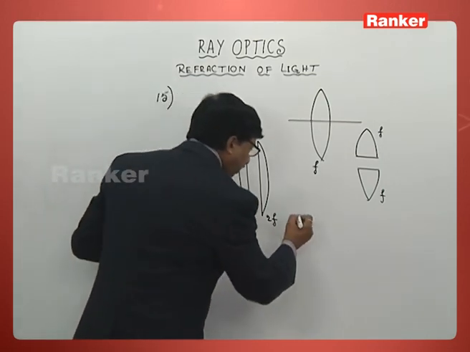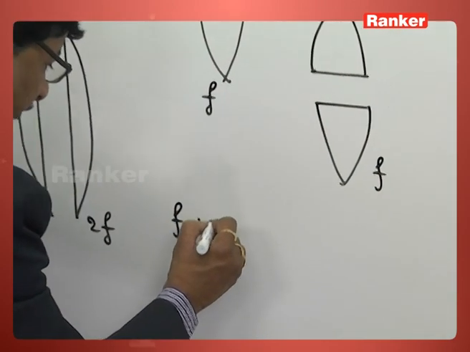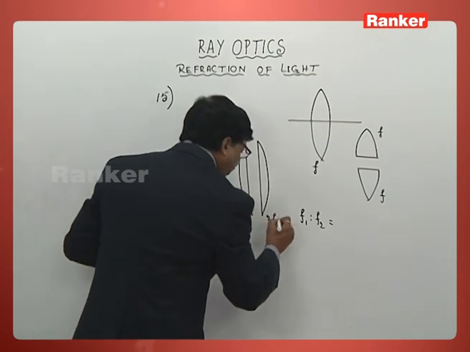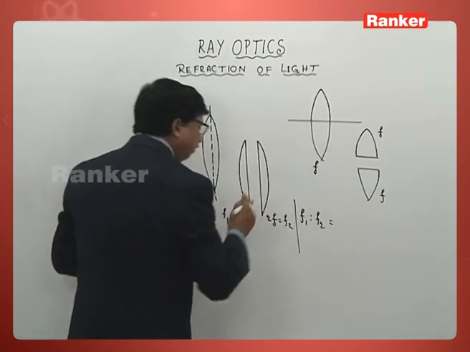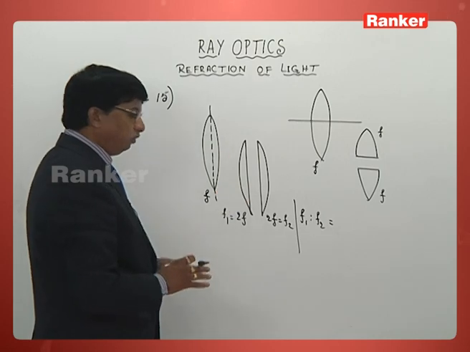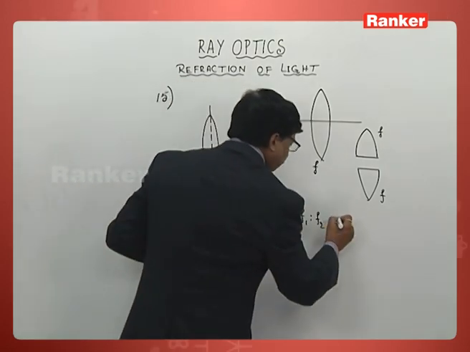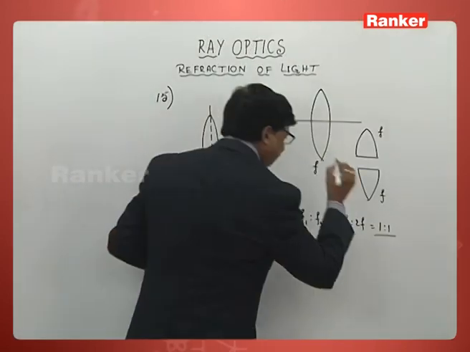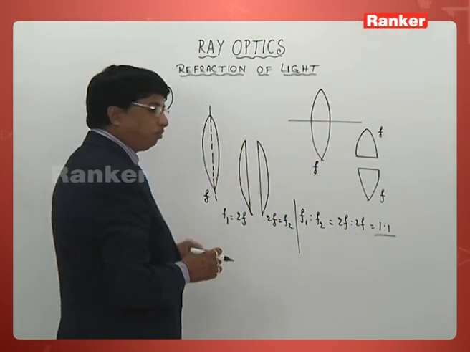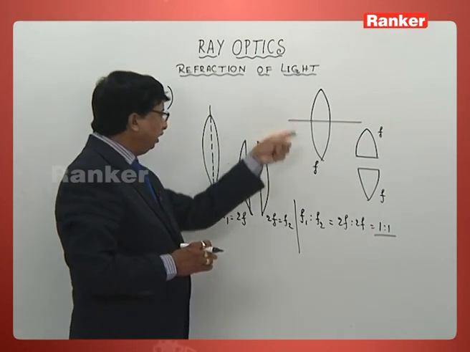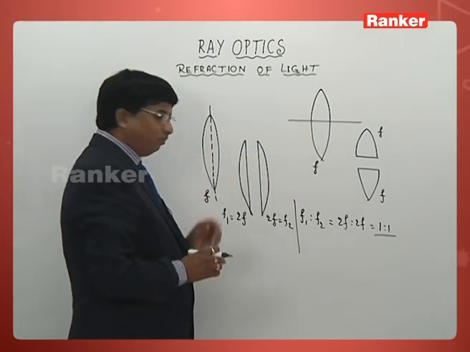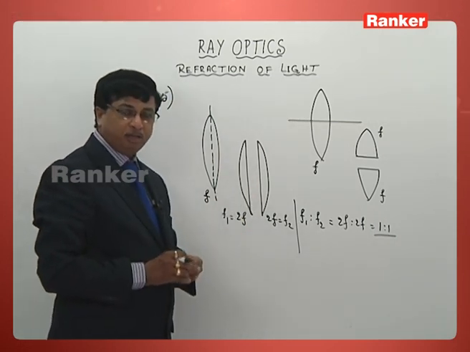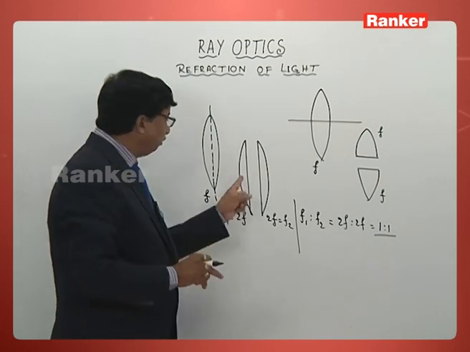What is the ratio of their focal lengths? That is the question. This is f1 I take, this one is f2 I take. What is f1 is to f2? That is the ratio. So automatically we can write this one 2f is to 2f, which now becomes 1 is to 1. Only thing you need to understand in this particular case is when we cut the lens this way or this way, ratio of focal lengths will be 1 is to 1 only. But individual values will differ in this particular case.